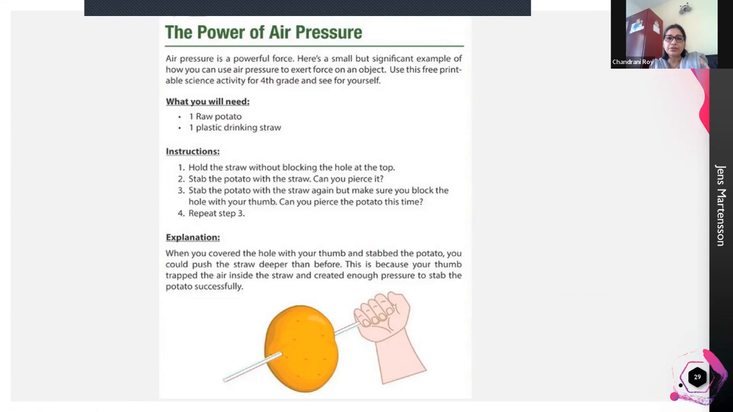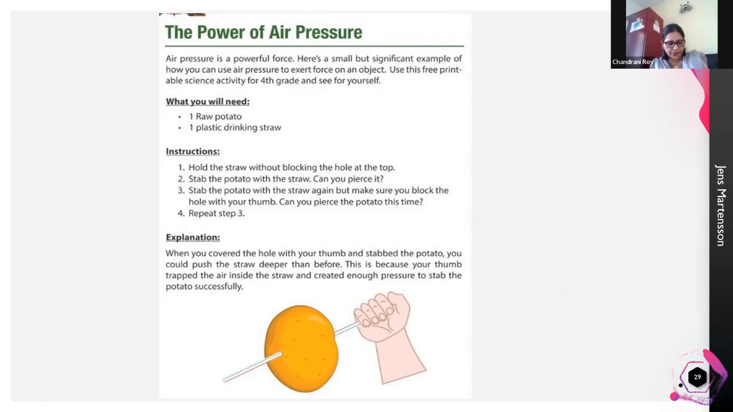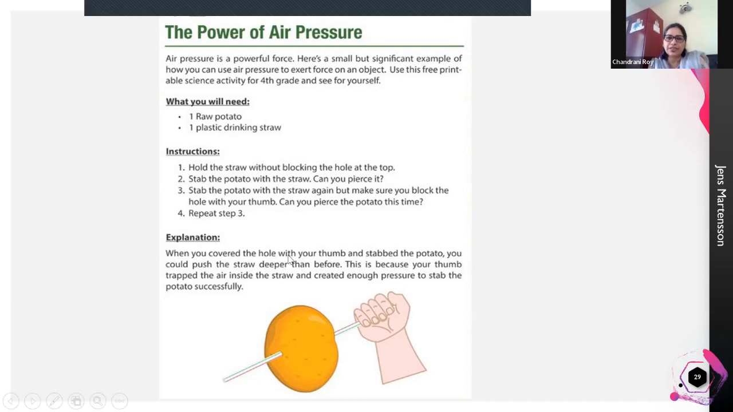If that sounds unbelievable to children, we can give them this experiment, which will help them to understand the power of air pressure. Let me take you quickly through it, because we are almost approaching 1 o'clock. We have a raw potato and a plastic drinking straw. That is all we need for them to understand the power of air pressure. If we hold the straw without blocking the hole at the top and stab the potato with the straw, can you pierce it? Then stab the potato with the straw again, but this time make sure to block the hole with the thumb.